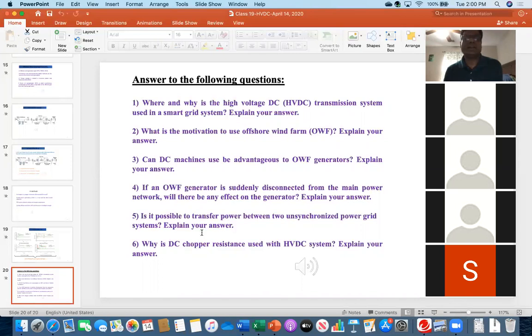Okay, now the next question. Is it possible to transfer power between two unsynchronized power systems? This means that unsynchronized means, for example, there are two different frequencies. One is 60 hertz and the other is not 60 hertz. So therefore, everybody go back to that.